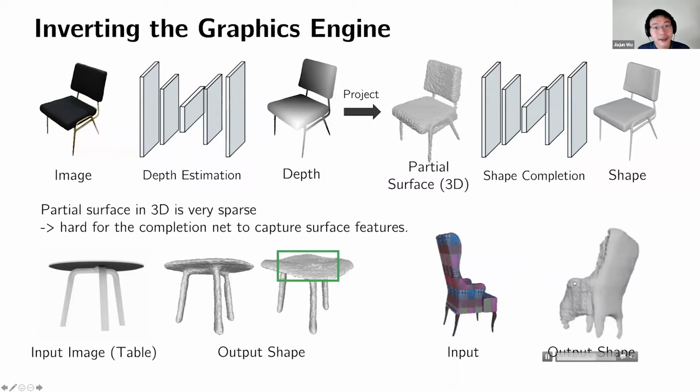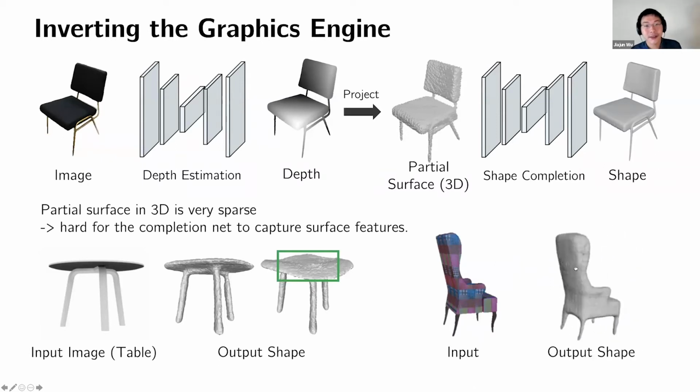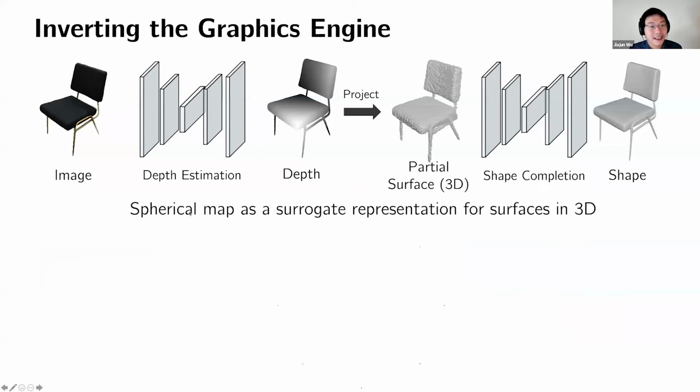It's not like the completion network is doing nothing. It's doing something. You can see it's roughly a chair. It just doesn't have the notion that object surfaces need to be smooth. It's not really focusing on getting the surface right. So how do we build a network that focuses more on surfaces? Our idea is to introduce spherical maps as a surrogate representation for surfaces in 3D.